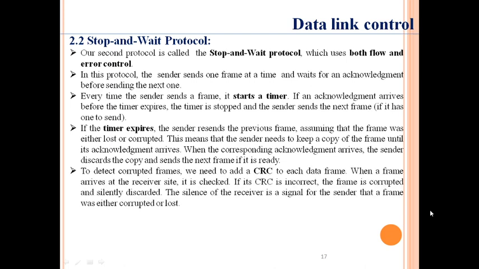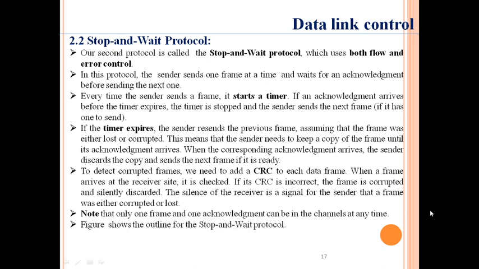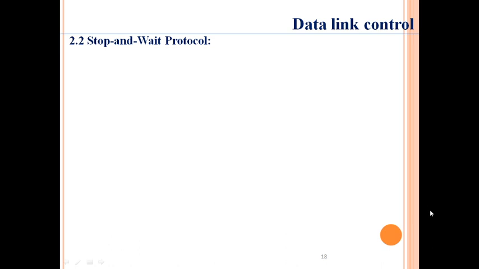To detect corrupted frames, at the sending side, CRC bits will be added to the frame. At the receiving end, if the CRC is incorrect, the frame is corrupted, so it will be discarded. The silence of the receiver is a signal for the sender that the frame is corrupted. The main thing to note is that only one frame and one acknowledgement can be in the channel at any time. So next we will see the stop and wait protocol diagram.